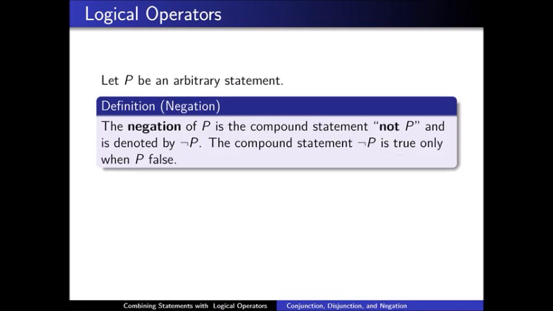Our third logical operator is the negation. The negation of P is the compound statement read as not P, and it is denoted by a symbol that looks like maybe a subtraction symbol with a small tail on the end of it. The compound statement not P is true only when P is false. That is, not P is the opposite of P.